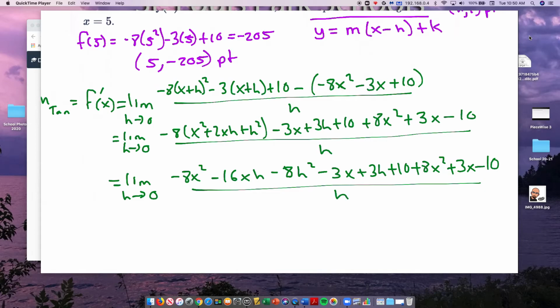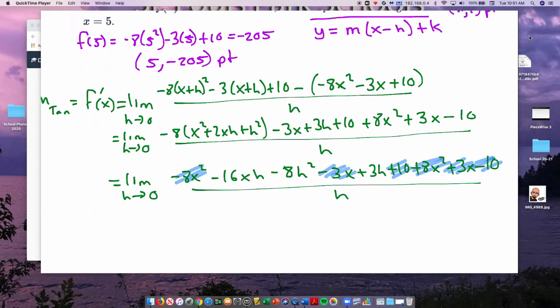Now let's look at what happens. We get some things that go away. Notice that we have a minus 8x squared and a plus 8x squared. Those go away. Notice we have a plus 10 and a minus 10. Those go away. Notice we have a minus 3x and a plus 3x. Those go away. Notice what we have left.